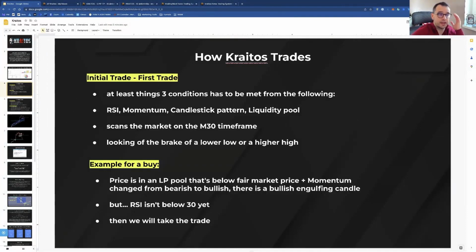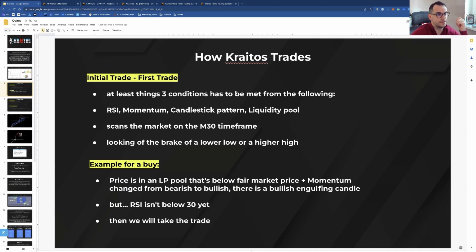Here you have how Kraitos trades. For the initial trade, the first trade, at least 3 conditions have to be met from the following: RSI, momentum, candlestick pattern, and liquidity pool. So 3 of the 4 have to be met before Kraitos is going to take a trade. It scans the market on the M30 time frame, and it's also looking at the break of a lower low or a higher high.